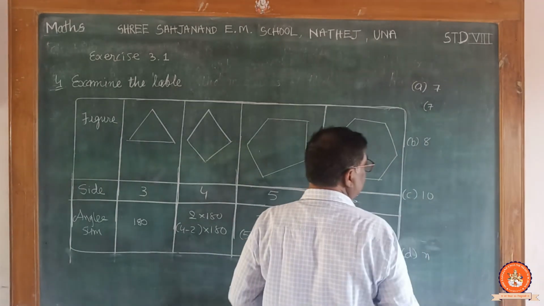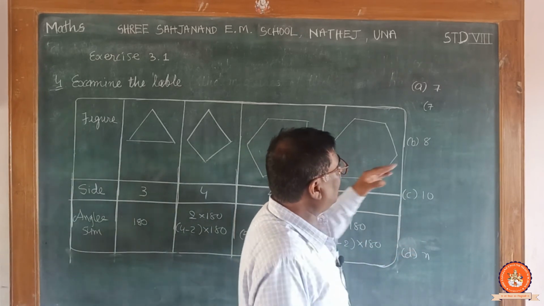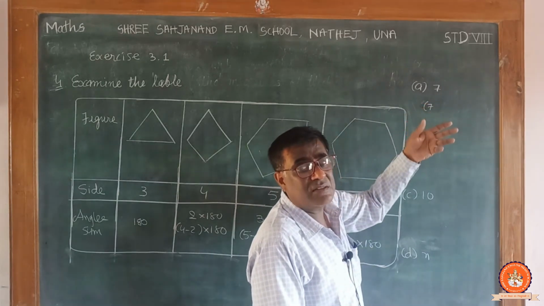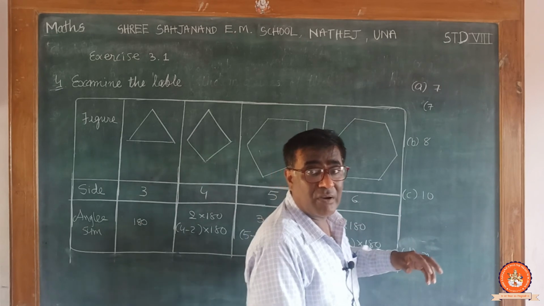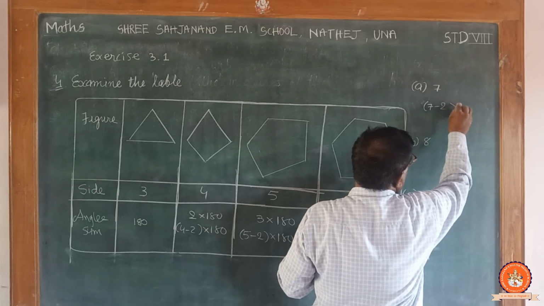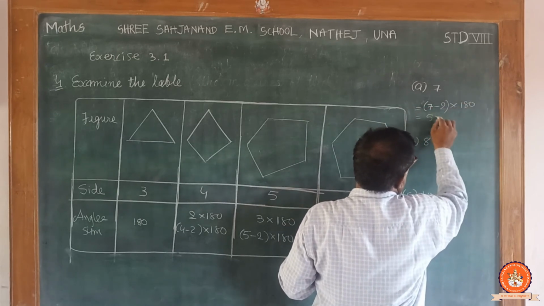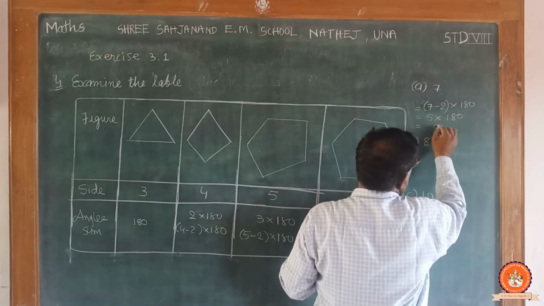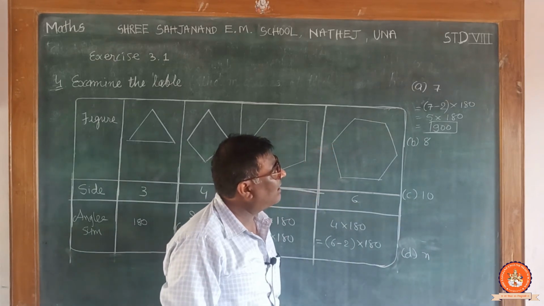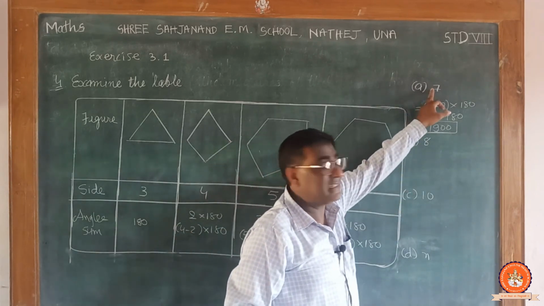Now my friend, we have a question. Question number 4. If a polygon has 7 sides, what will be the angle sum property for the polygon having 7 sides? It will be number of sides minus 2, into 180. It's 5 into 180, which is 900.